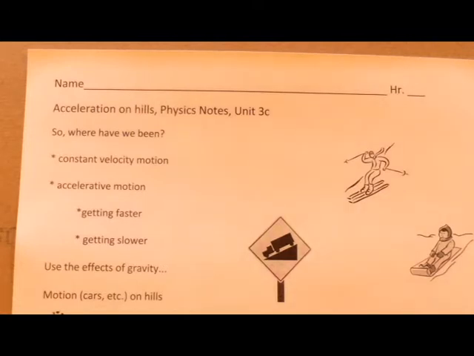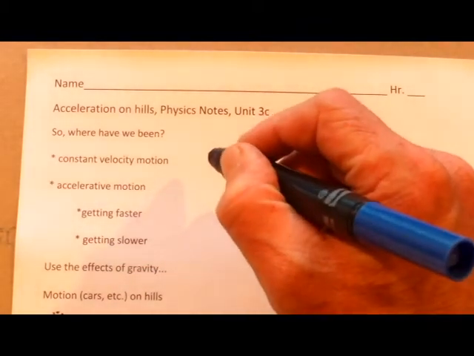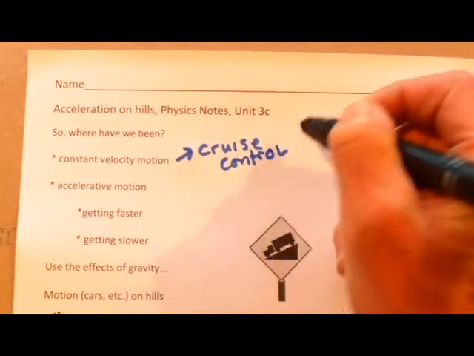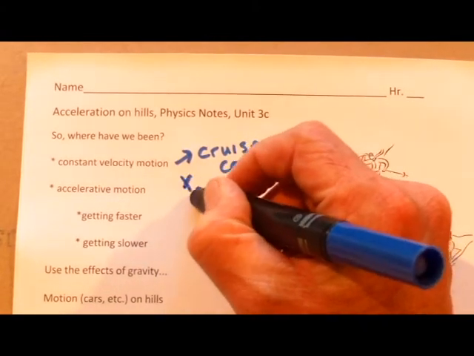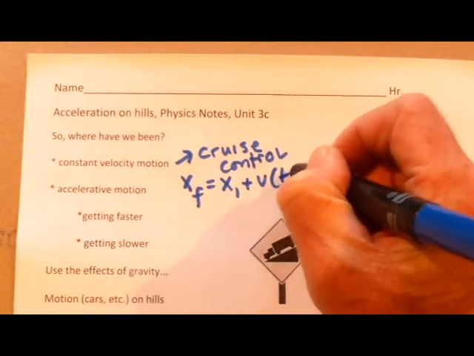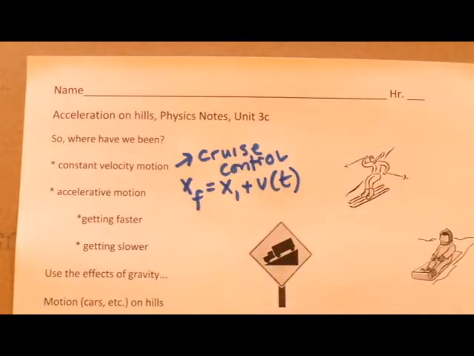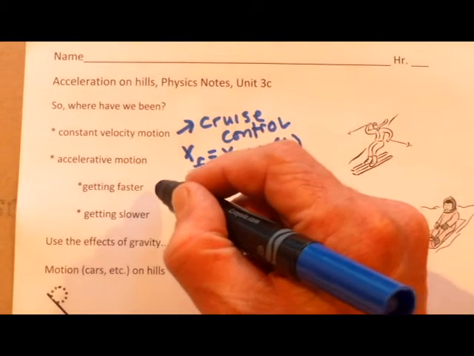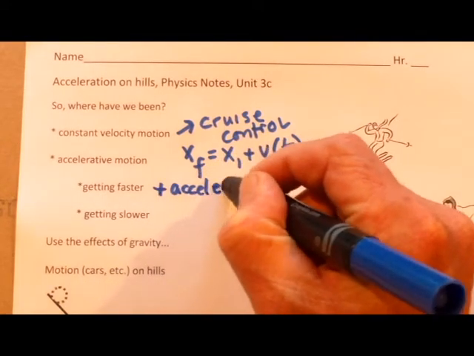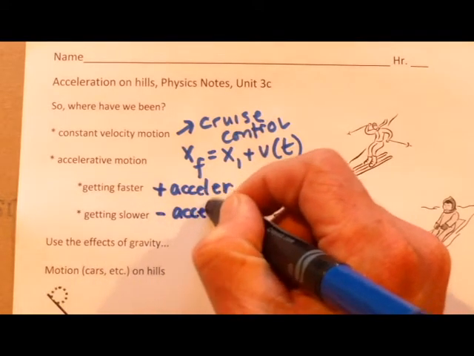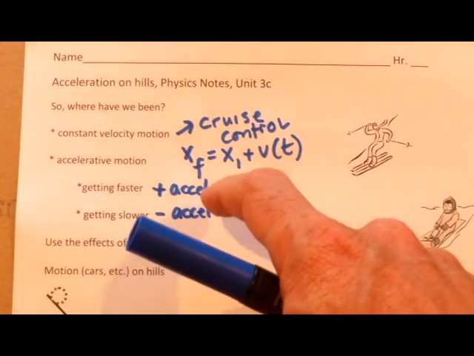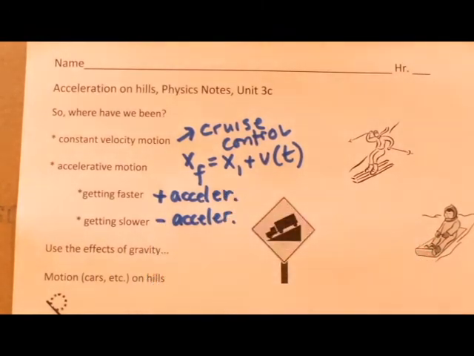So where exactly have we been in this class? Well, we've talked about constant velocity motion, which is basically like a cruise control. It's an object that's staying at one speed, and we had an equation for that. And then we've talked about objects that get faster, and objects that get slower. Both of these really are accelerative motions. In one case we have a positive acceleration, and in the other case we have a negative acceleration. We basically see parabolas on the position time graph, and diagonals on the velocity time graph.